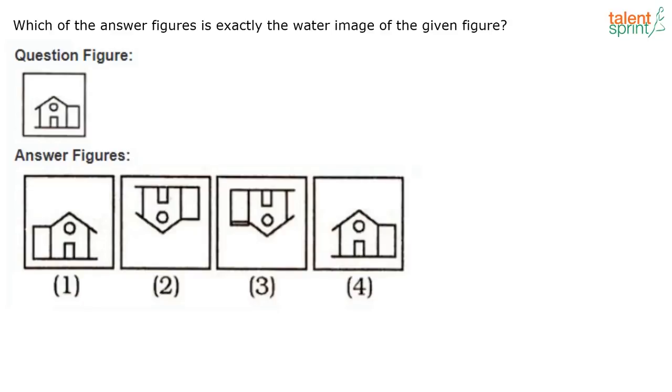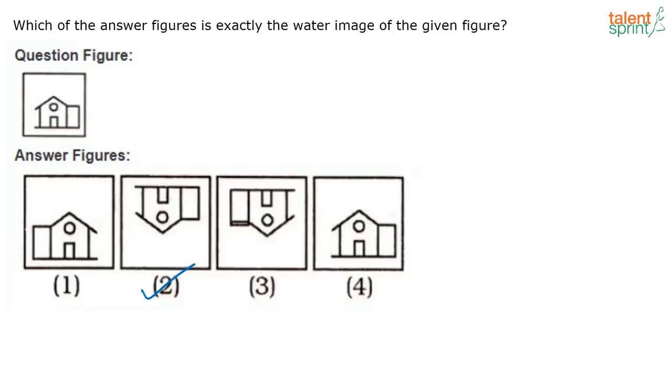So here what will happen? This will get inverted, so the top and the bottom will change, right? So that is going to be option 2. Left and right, everything will remain the same. In water image, only top and bottom will get interchanged. In mirror image, left and right can also change according to where the mirror is kept. I hope it is clear.